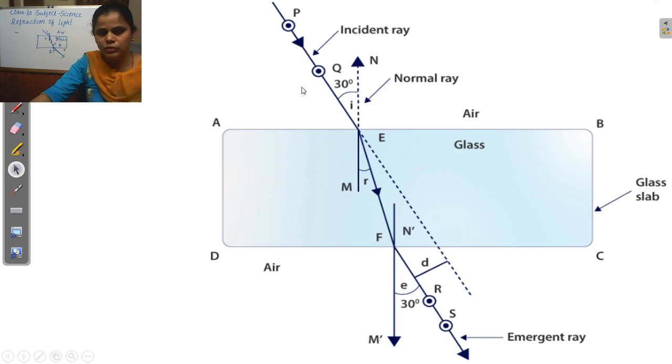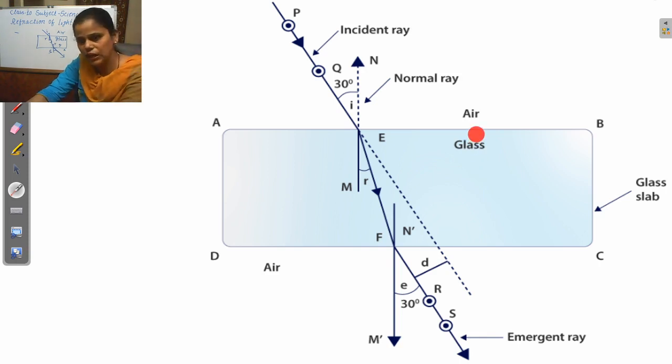Just observe this picture. Students, let's consider this is the glass slab named A, B, C and D. This is a glass slab, that means inside this glass slab the medium is glass, and outside of the glass slab the medium is air. So when this light ray enters this glass slab, that means enters from the air medium to glass medium, then the light ray bends towards the normal. Normal is MN. This MN is a normal. So the light ray bends down towards the normal, and the angle formed I is the incident angle.